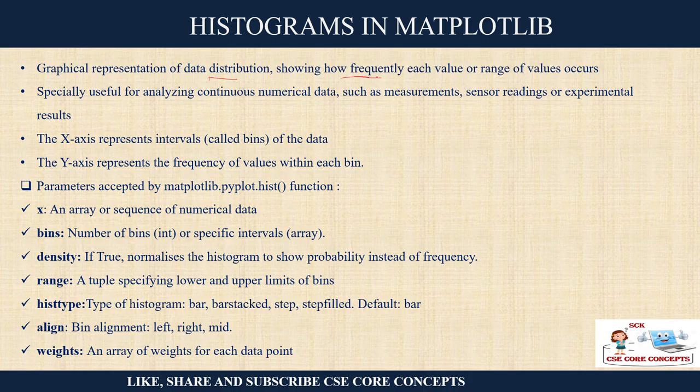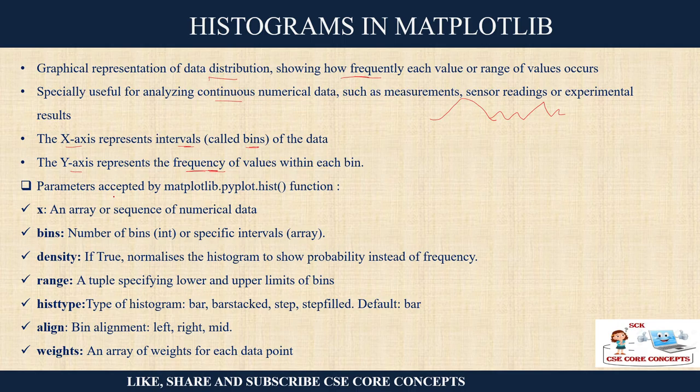So it shows how frequently each value or range of values occurs. You have continuous numerical data, like sensor measurements, temperature readings, some experimental results. Obviously you have the x-axis and the y-axis. The x-axis represents the intervals, also called the bins. Let's say I am measuring the temperature after every hour, so that is my x value. The y-axis is the frequency of the values within each bin, right?